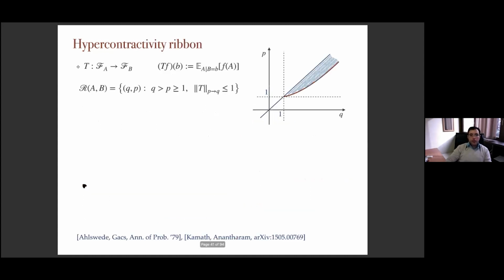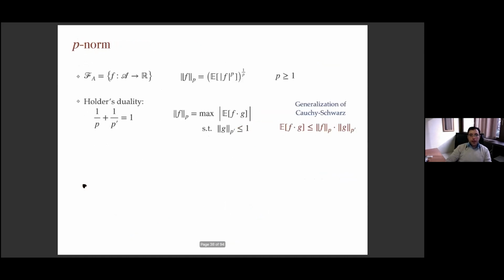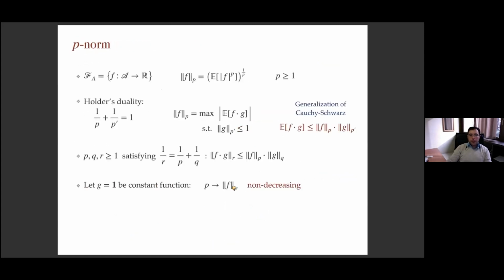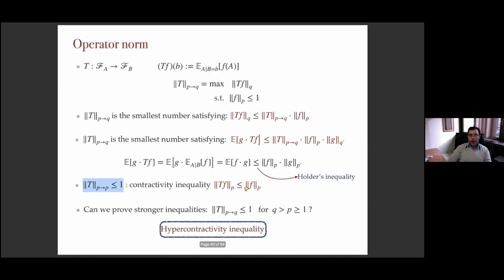Here I'm using this property of the P norms, that the P norm of F as a function of P is a non-decreasing function. That's why inequalities of this form, when Q is greater than P, would be stronger inequalities than this one. And because they are stronger than this contractivity inequality, they are called hypercontractivity inequalities.